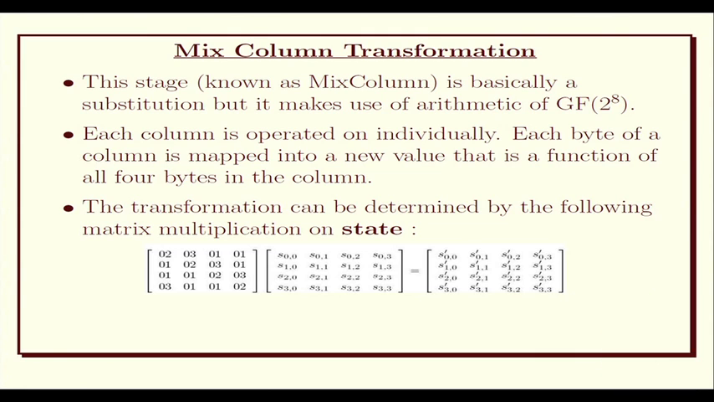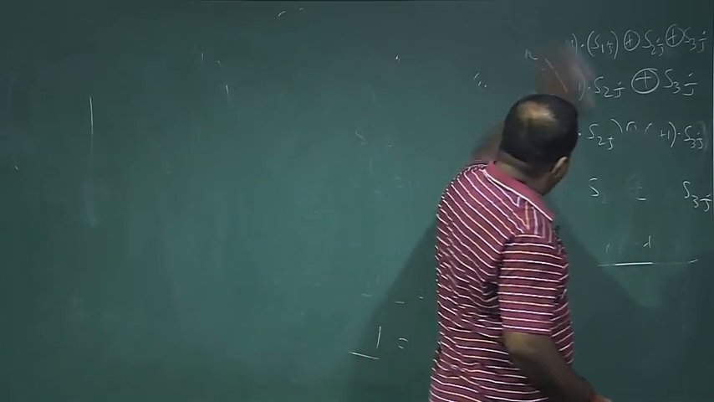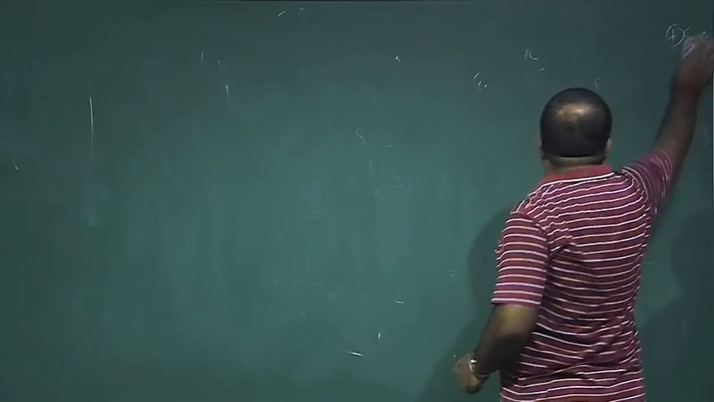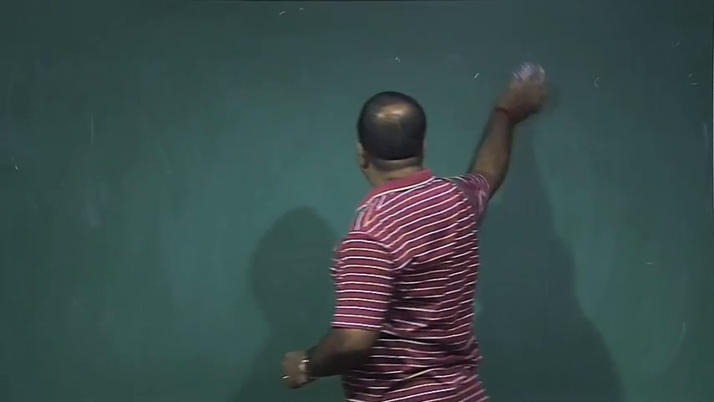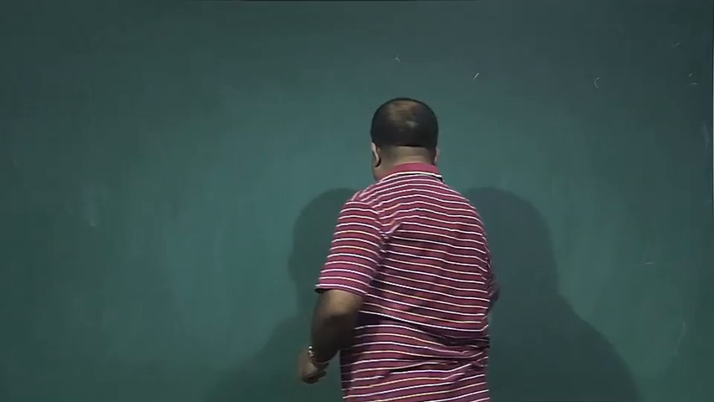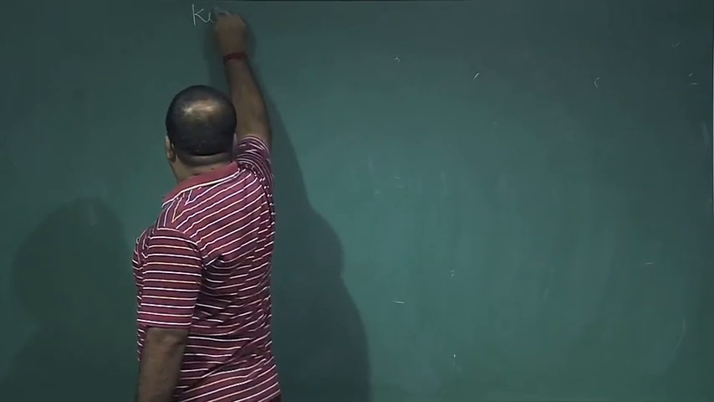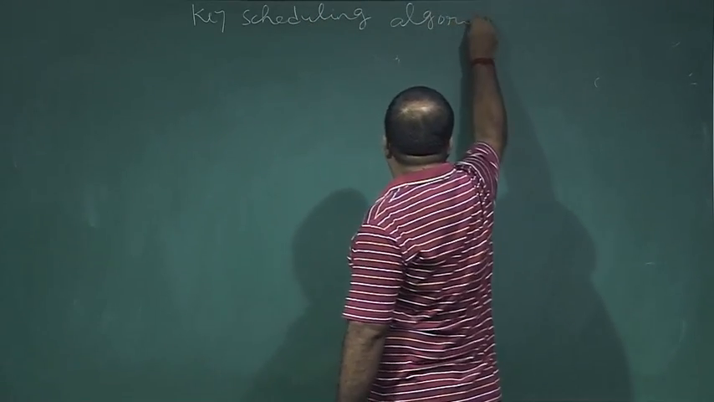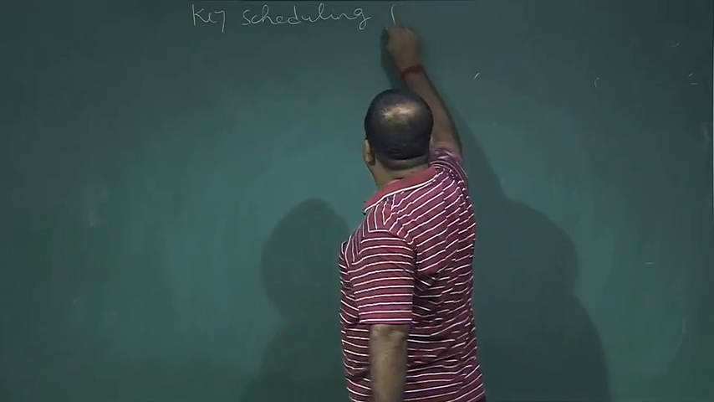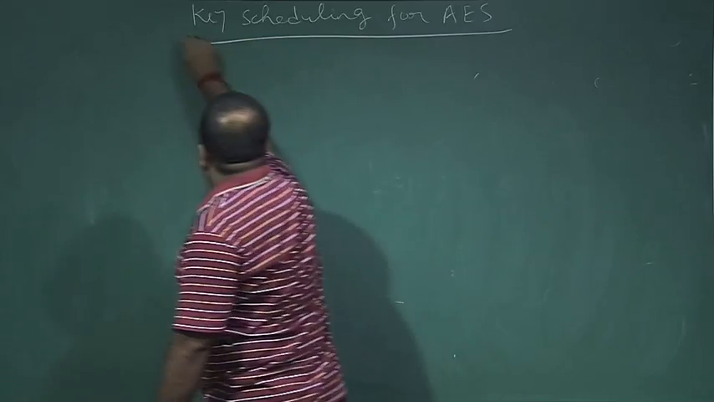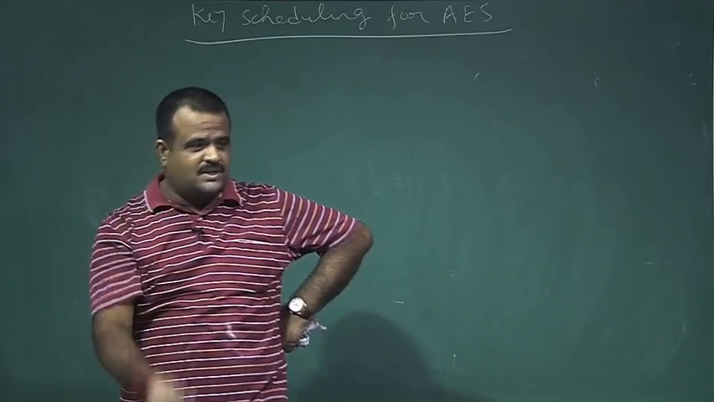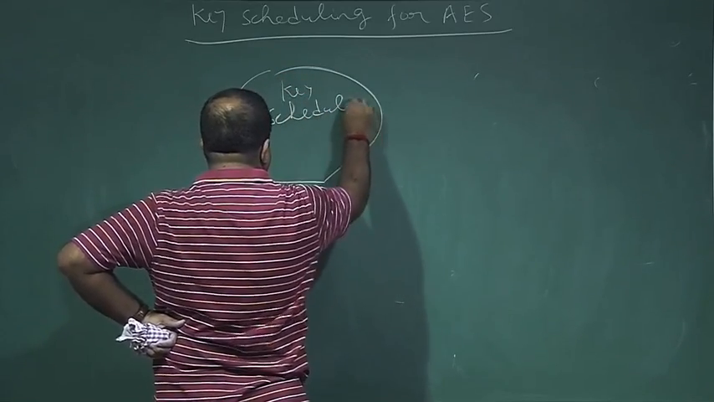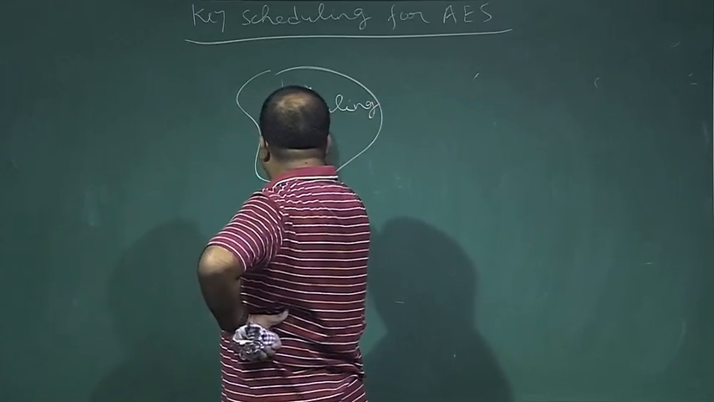Now, what is remaining? We have already seen the sub byte, add round key, the shift row, and the mixed column. Now, we want to discuss the key scheduling algorithm for AES. It basically gives us the round keys. This algorithm is public; the only secret is the key itself.